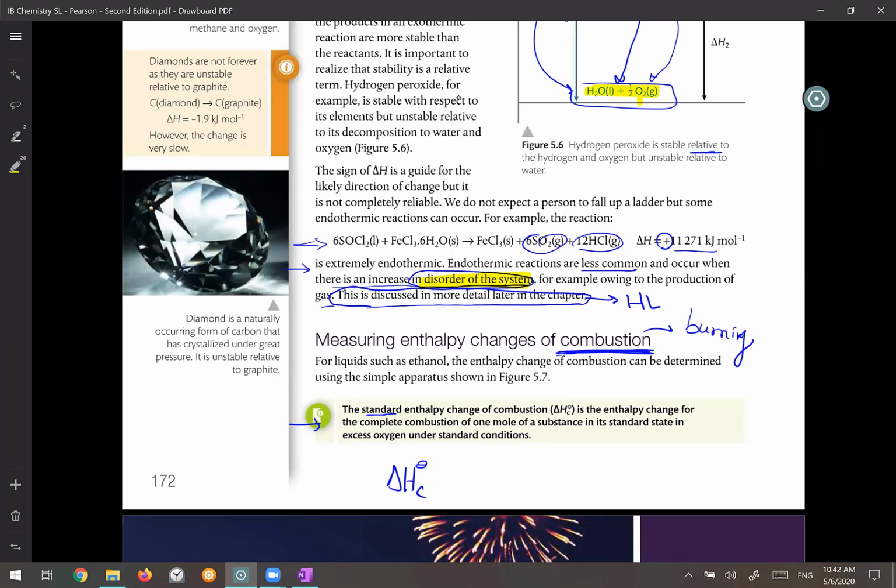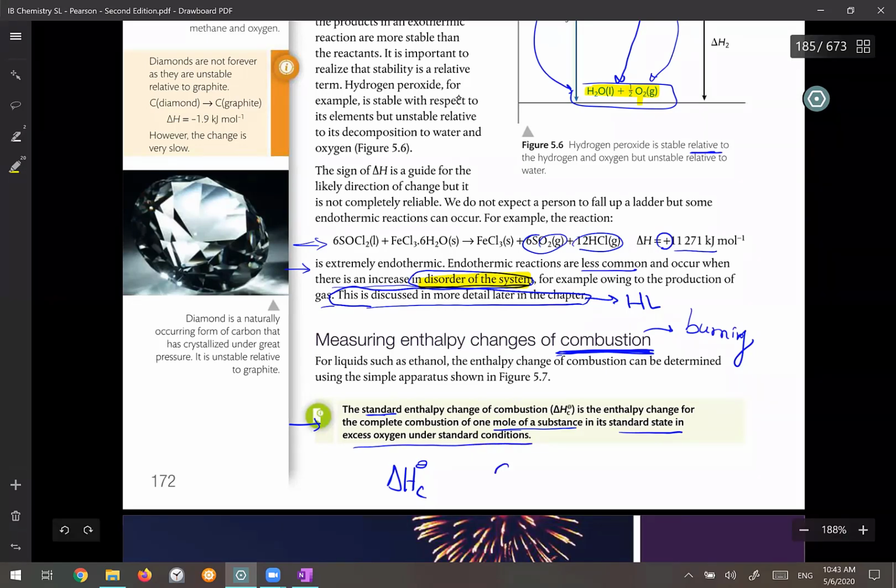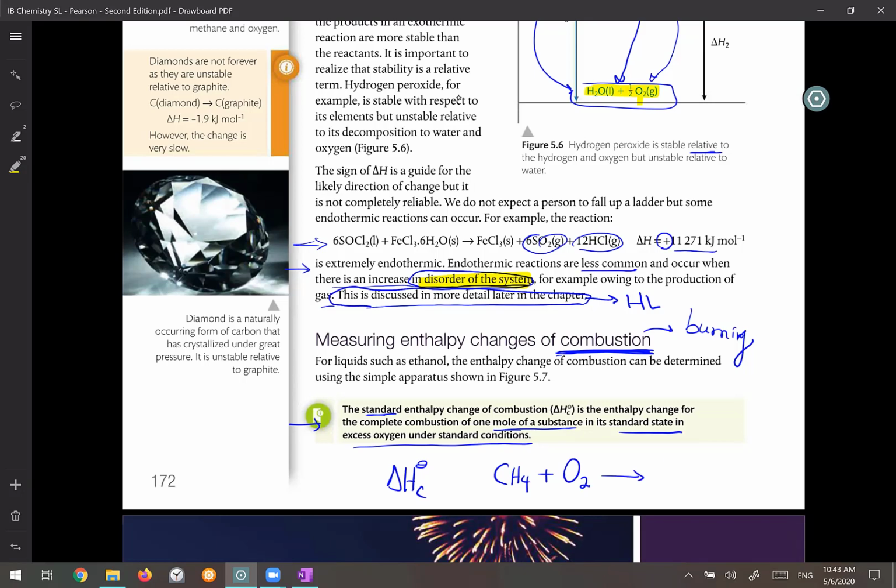Okay. So under these conditions, the standard enthalpy change of combustion is the enthalpy change for the complete combustion of 1 mole of substance in its standard state in excess oxygen under the standard conditions. So, for example, if you want to measure the standard enthalpy change of combustion of methane, CH4, you must have enough oxygen, O2, to burn it to its products, which are CO2 and H2O.